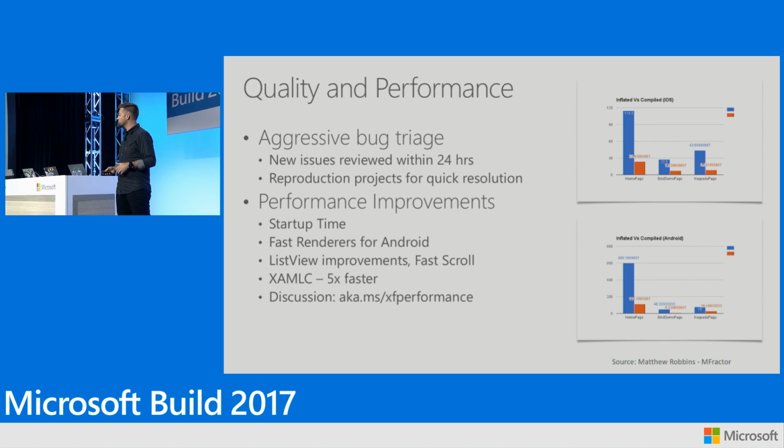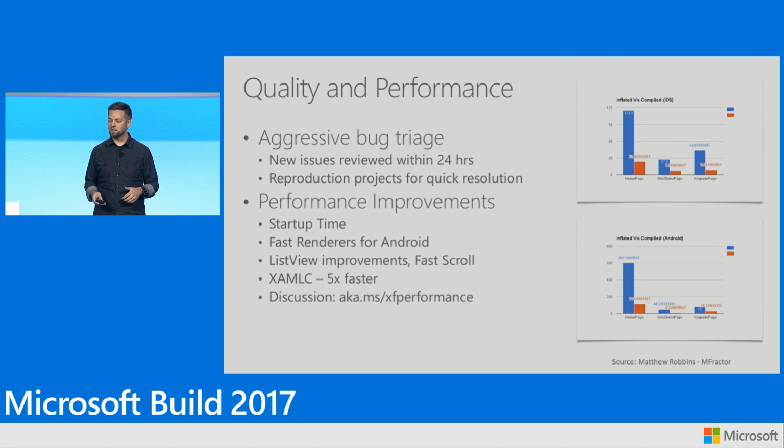XAML-C, if you're not familiar, has been reported, and Matthew Robbins did a little test on this, and it was reported down in Australia, so it's not home-baked numbers here. He's seeing 5 times faster performance on his applications when he enables XAML-C from not. Who wants 5 times faster applications? Yes.